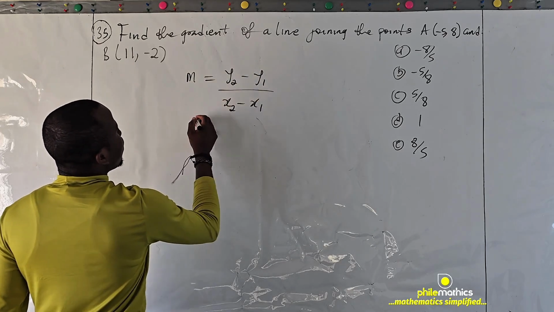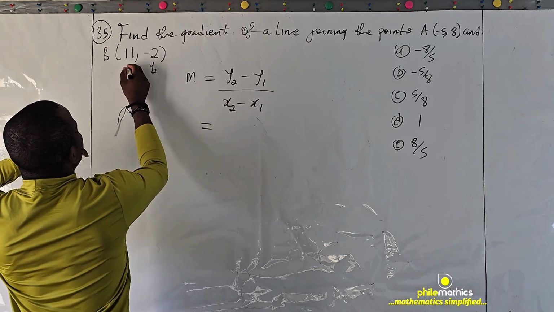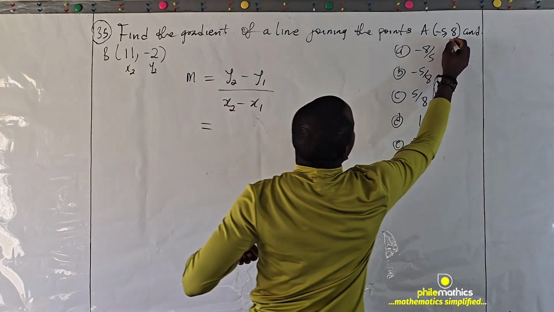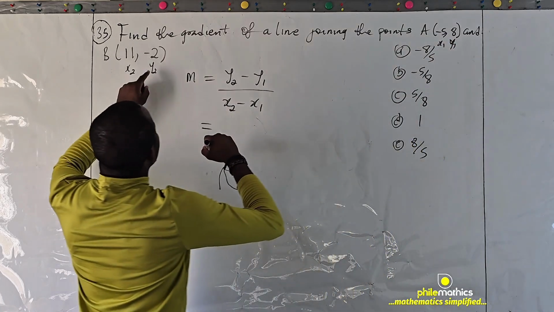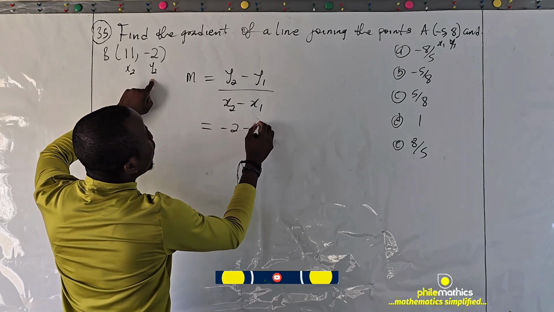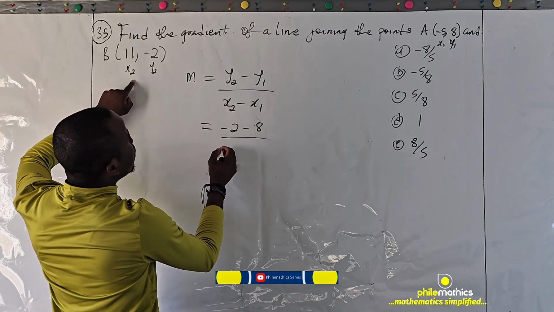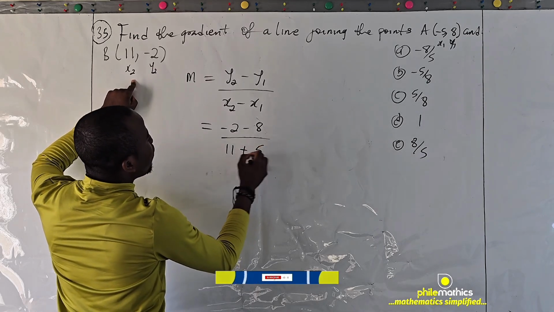And so this is, we'll call this y2, x2. This is y1, x1. So y2 is minus 2 minus 8. x2 is 11 minus minus 5, which is plus 5.